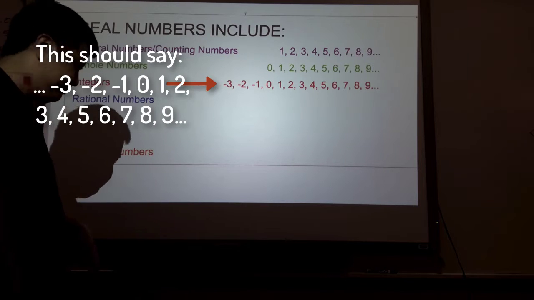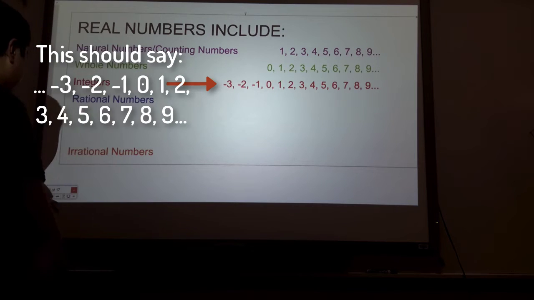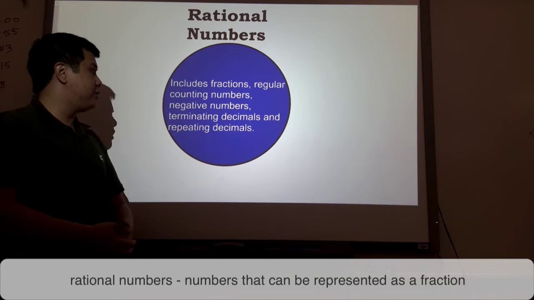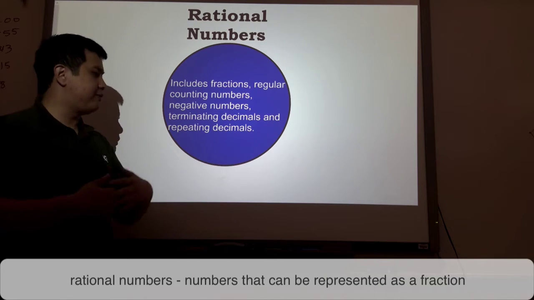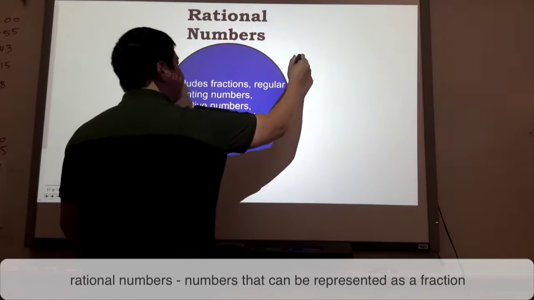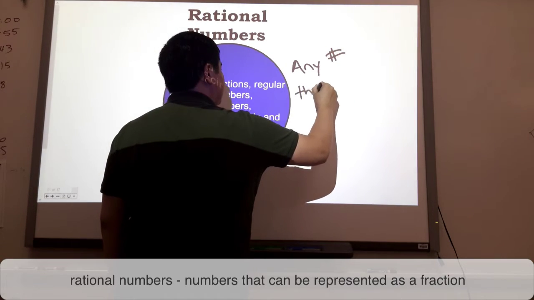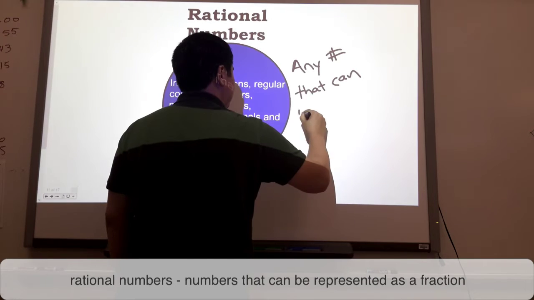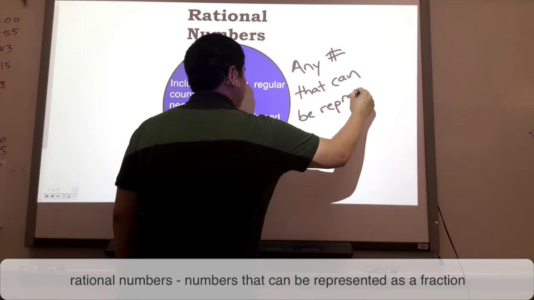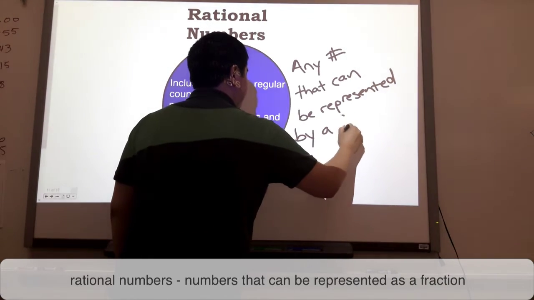Now we get to rational numbers. Rational numbers includes an infinite amount more numbers. And rational numbers includes fractions, regular counting numbers, negative numbers, terminating decimals, and repeating decimals. That is, even to simplify it more, any number that can be represented by a fraction.